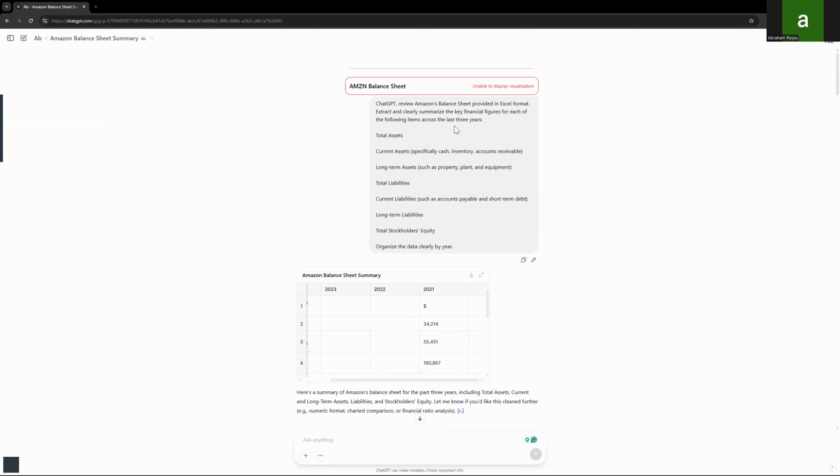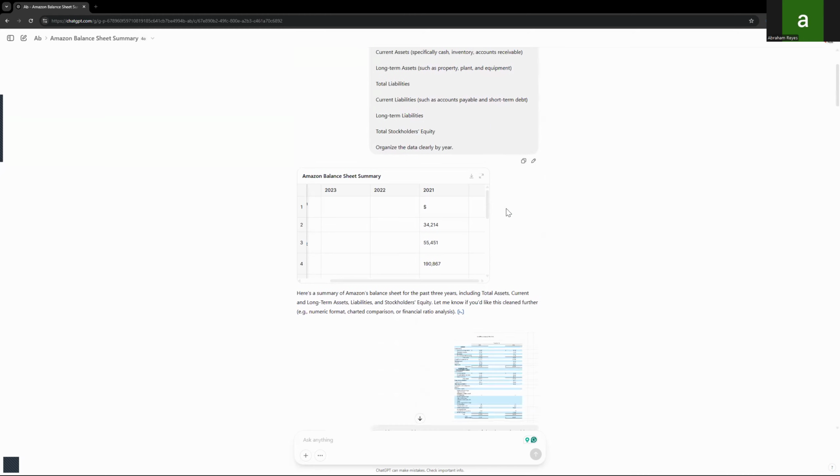Extract and clearly summarize the key financial figures for each of the following items across the last 3 years: total assets, current assets, especially cash, inventory, accounts receivable, long-term assets such as property, plant, and equipment, total liabilities, current liabilities such as accounts payable and short-term debt, long-term liabilities, total stockholders' equity. Organize the data clearly by year.